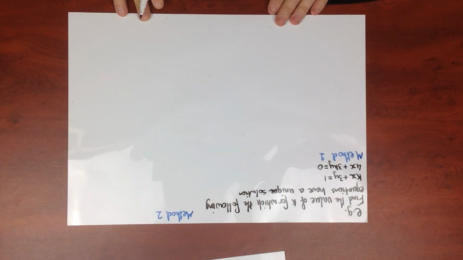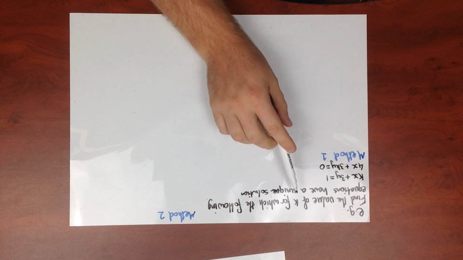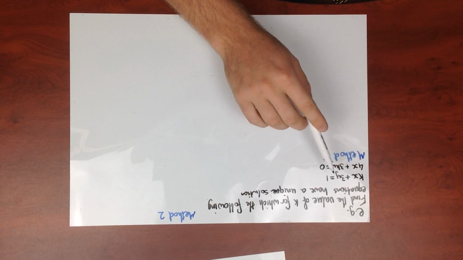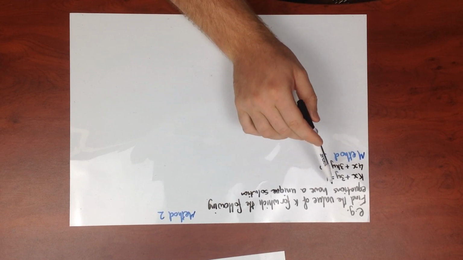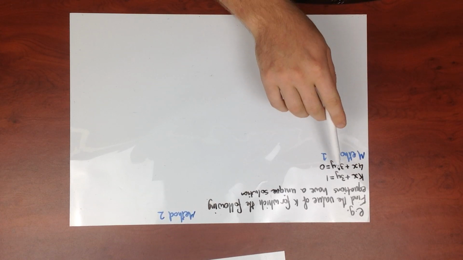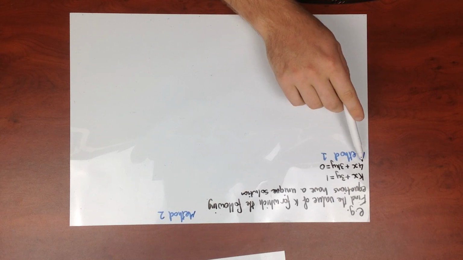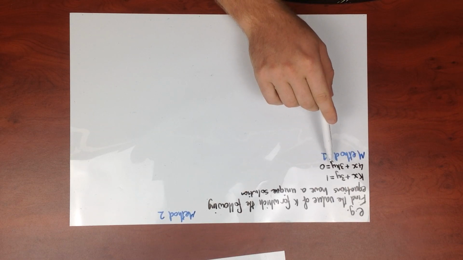We'll go to our first one, which is our 2 variables. We want to find the value of k for which the following equations have a unique solution. Looking here, here are our equations. We've got kx plus 3y equals 1 and 4x plus 3ky equals 0.